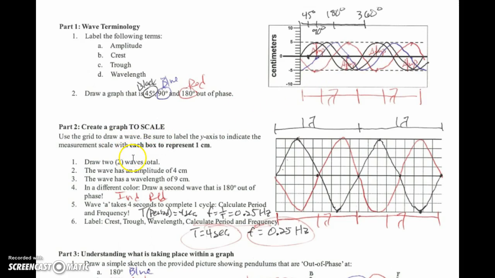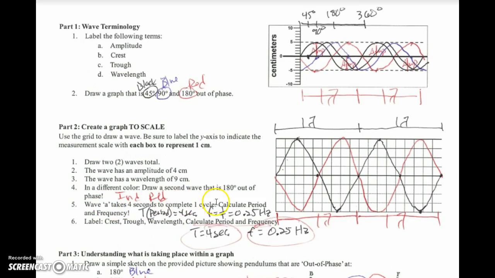For creating a graph to scale, it says draw 2 waves total. The wave has an amplitude of 4 centimeters. We're using the scale of each box equals 1 centimeter. So if I look here, the amplitude of 4 centimeters should be 4 boxes. So 1, 2, 3, 4. It has a wavelength of 9 centimeters. So if I count 9 out, that means 4.5 centimeters is my midpoint. And in a different phase, I said we'll draw one out that's 180 degrees out of phase. So that was drawn in red.